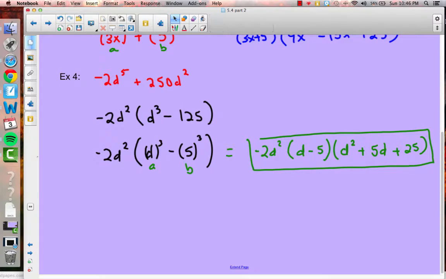Right, so the process isn't difficult as long as you can identify what your a and b are and make sure you've got your greatest common factor out in front. If you have any questions about difference or sum of cubes, make sure you let me know.